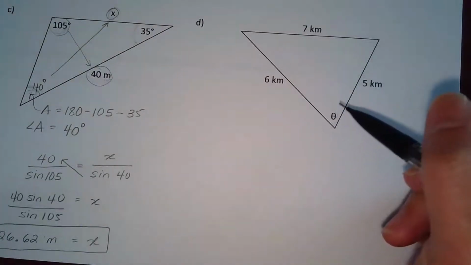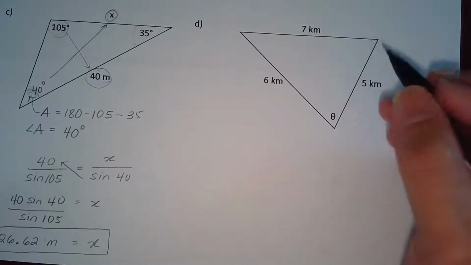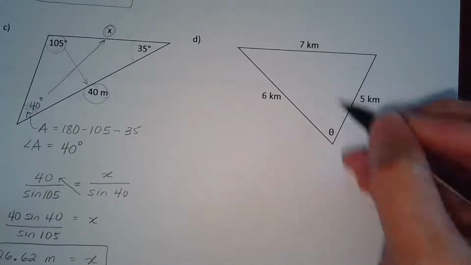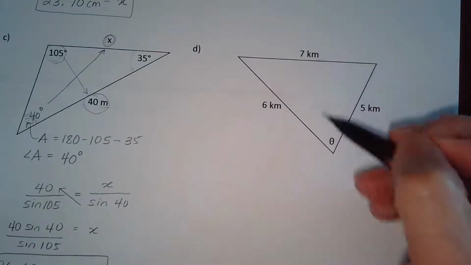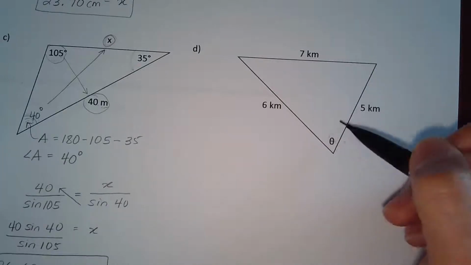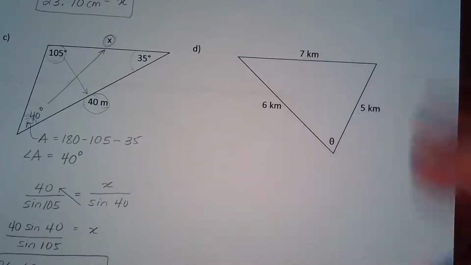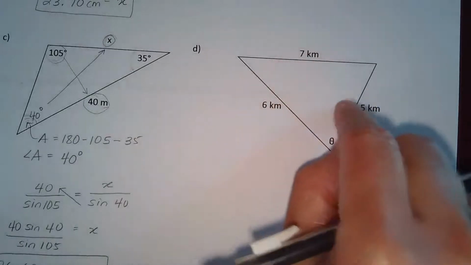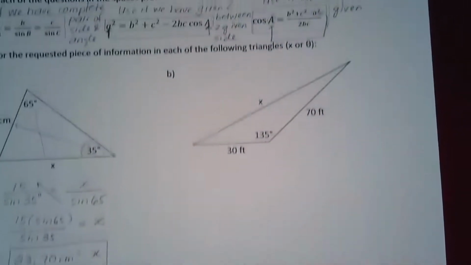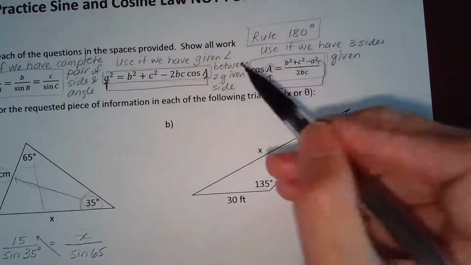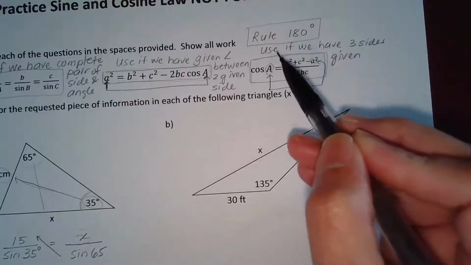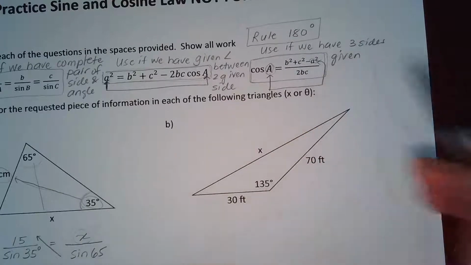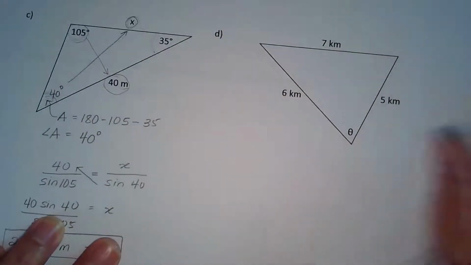Okay, so this one, what can I do with this one? What information do I have? From any situation in here, I won't have any complete ratio, right? No complete pairing, because I've got all three sides. What strategy can I use for that one? If I slide up here, we're going to use this version of cosine law. It says here, use if we have three sides given, which is exactly what this is.